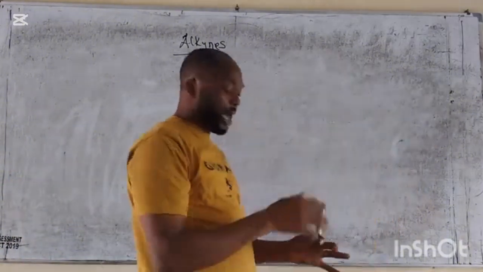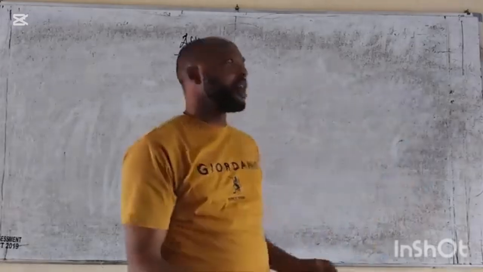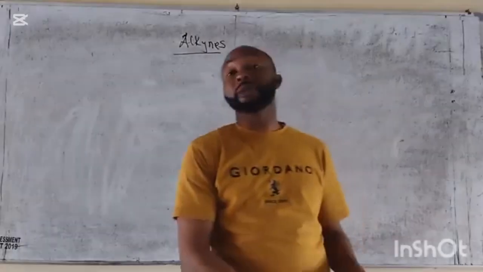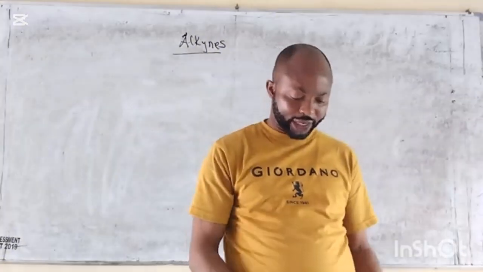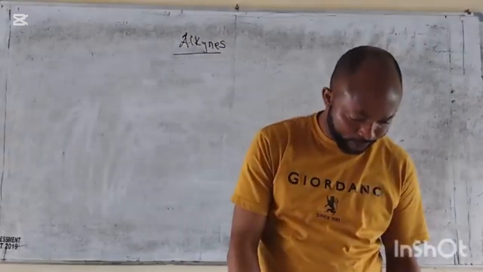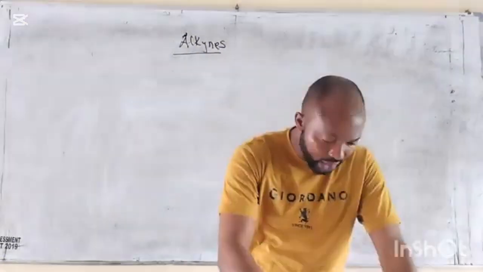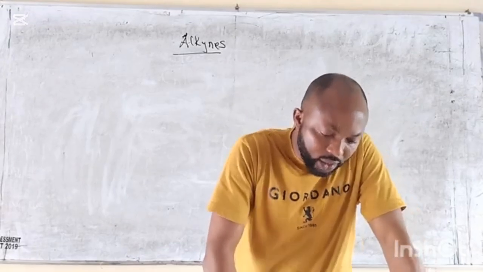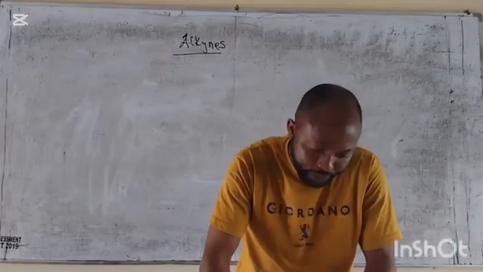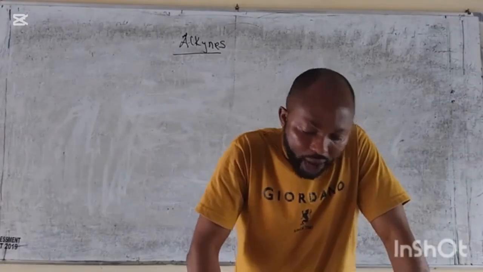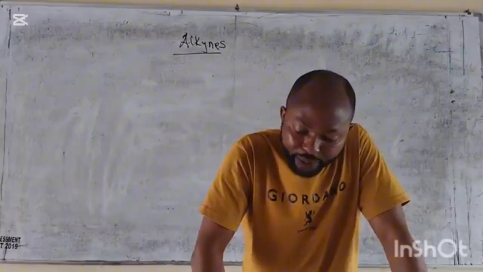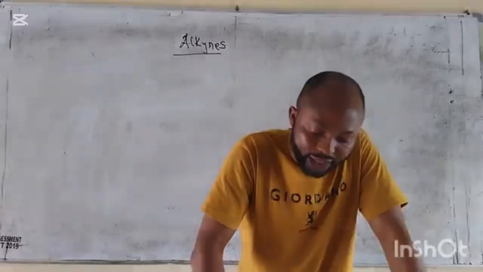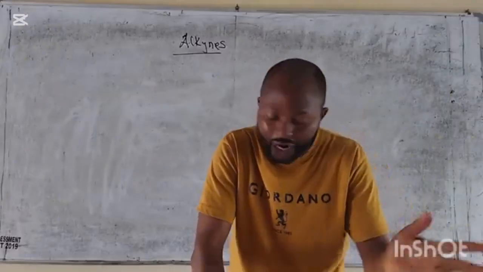Just like we had the rules in naming alkanes, they are very similar to those of alkenes, except that there are just a few differences. So let me go through the rules so that we will see the difference therein. We say the names of hydrocarbons with carbon-carbon triple bonds are obtained by replacing the ending "ane" in the corresponding alkanes with "yne." You don't need to write, just listen.